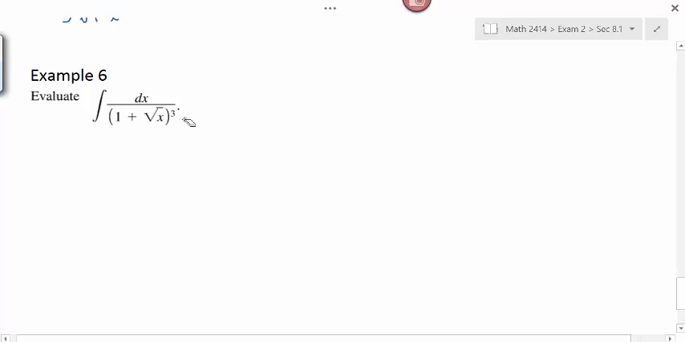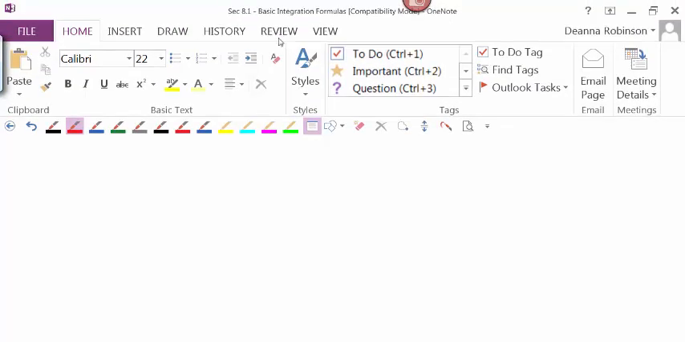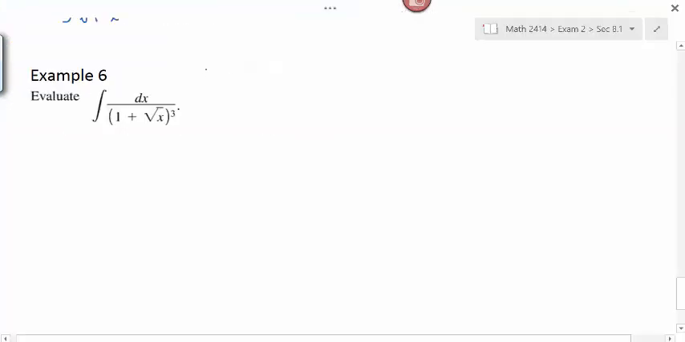It's got a square root, it's being cubed, and it's in the denominator. I know I'm going to have to use a u substitution. I'm going to start with my u substitution. What will I let u be equal to? And the square root of x I'm going to rewrite as x to the 1/2. Are you okay with that?